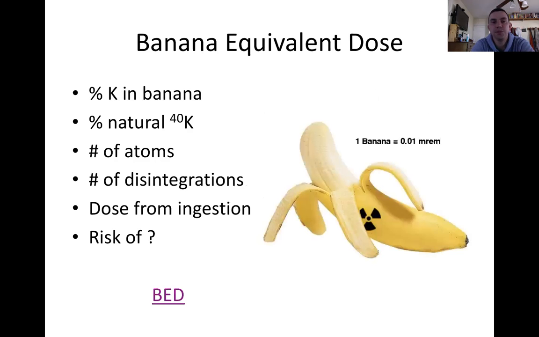There's something known as banana equivalent dose. This is essentially just the dose you get from eating a banana, with the underlying knowledge that a certain percentage of potassium in the world is radioactive potassium. It's K-40. It's actually the largest activity of radioactive material in your body. There's a lot of potassium in your body for certain biological functions.